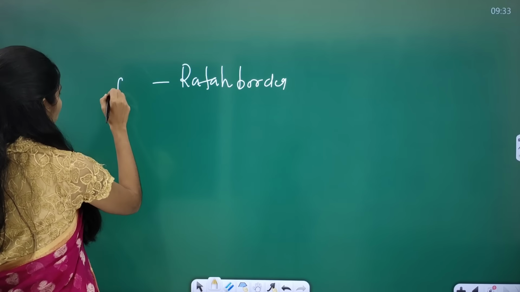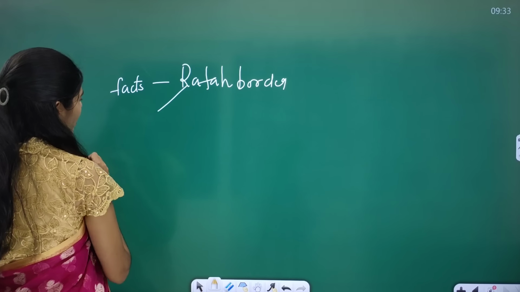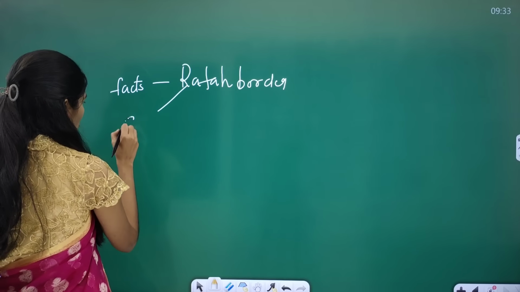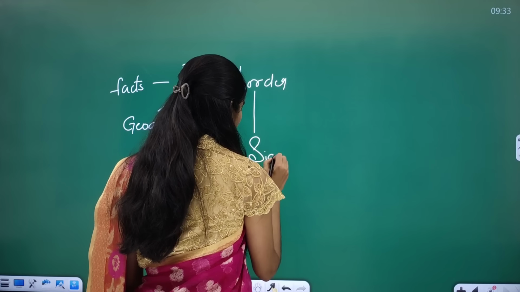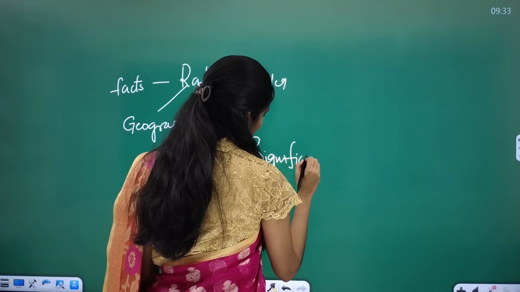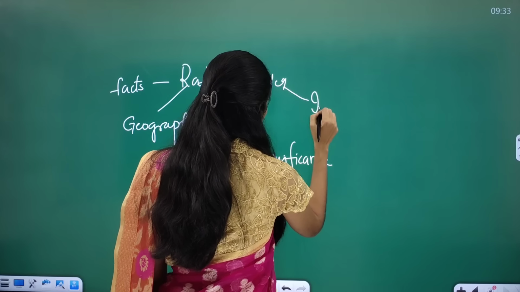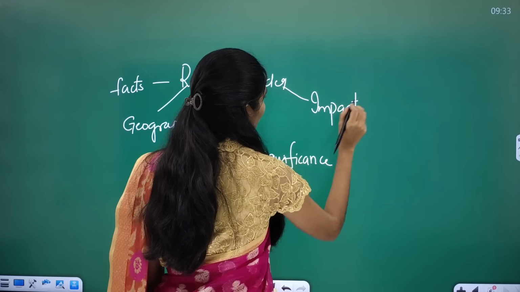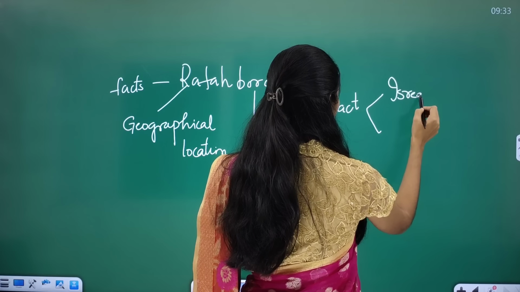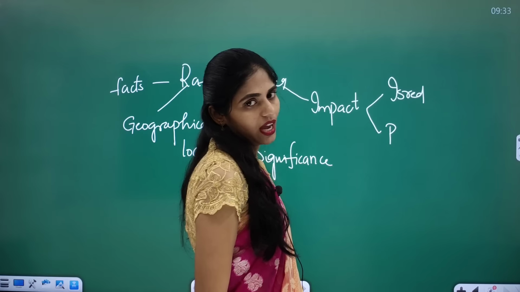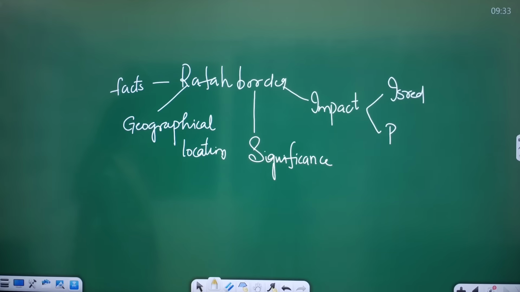So first one is you have to know some facts, and next one is you have to know geographical location. And next one is why this had been attacked by Israel. So you have to know what is the strategic significance of that place, and what is the impact if Israel is blocking this border. So from Israel point of view you have to see, and from Palestine or West Bank side you have to see. So all these are very important.